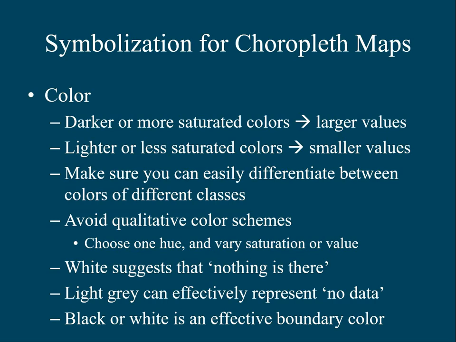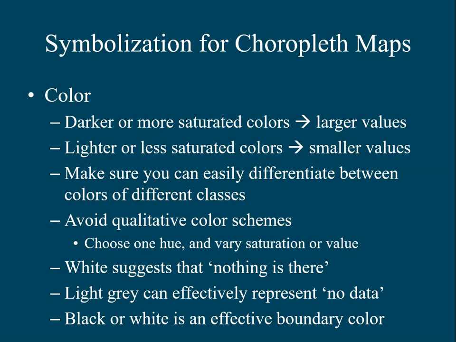All right, so for color maps, similar to what we said for the black and white maps, darker, more saturated colors are typically going to represent larger values, and then lighter or less saturated colors are going to be smaller values. So just think dark, bold colors, big value; pastel, light, grayish, washed out colors are going to be smaller values. But it's also important when you're using colors to make sure that you can easily differentiate between colors of different classes. We don't want them to look so much alike that we can't very clearly tell the difference between them. That can be problematic very quickly.